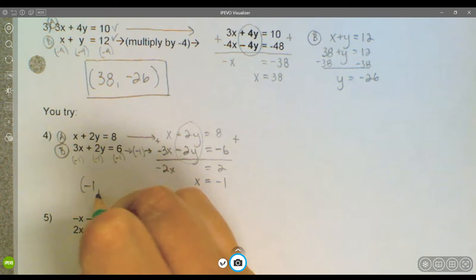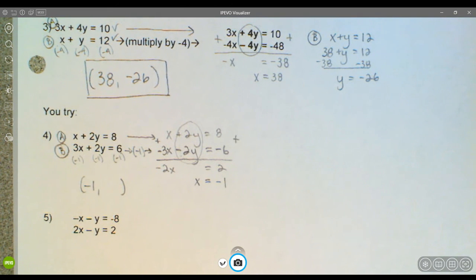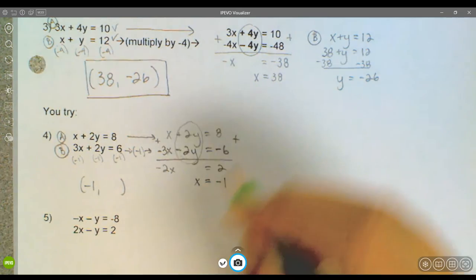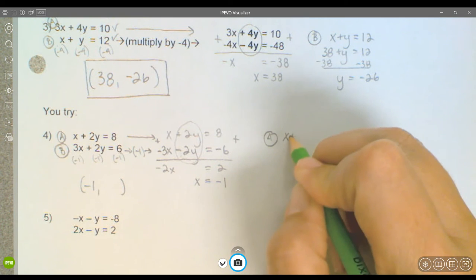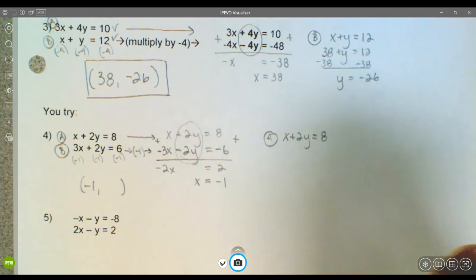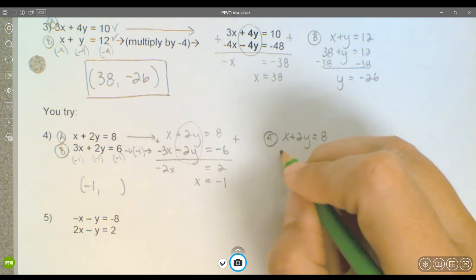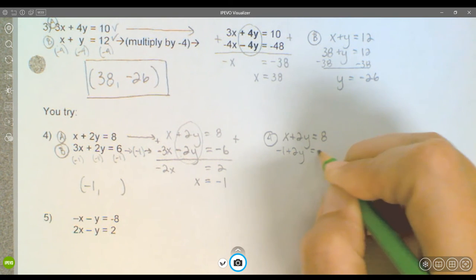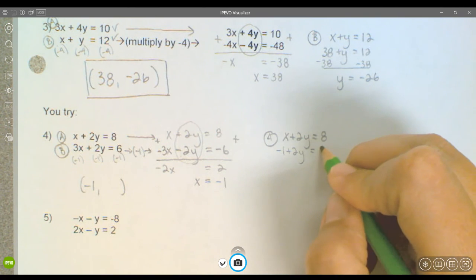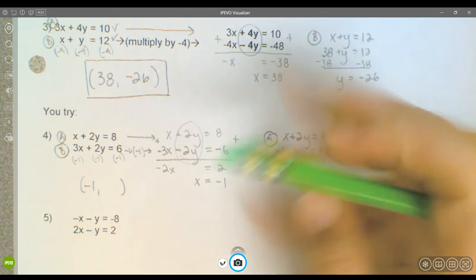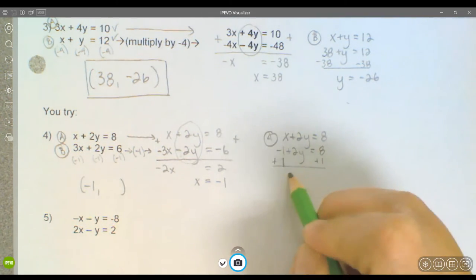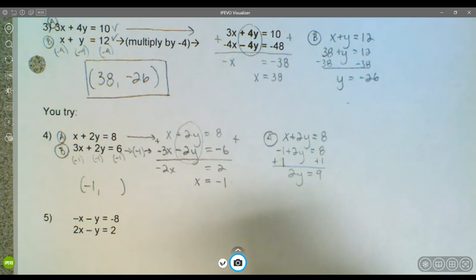So right now I've got x equals negative 1. Now I want to solve for y. And to me, the easier equation is equation A. So if x plus 2y equals 8 and x is negative 1, I have the equation negative 1 plus 2y equals 8. We will add 1 to both sides. I find that 2y equals 9.